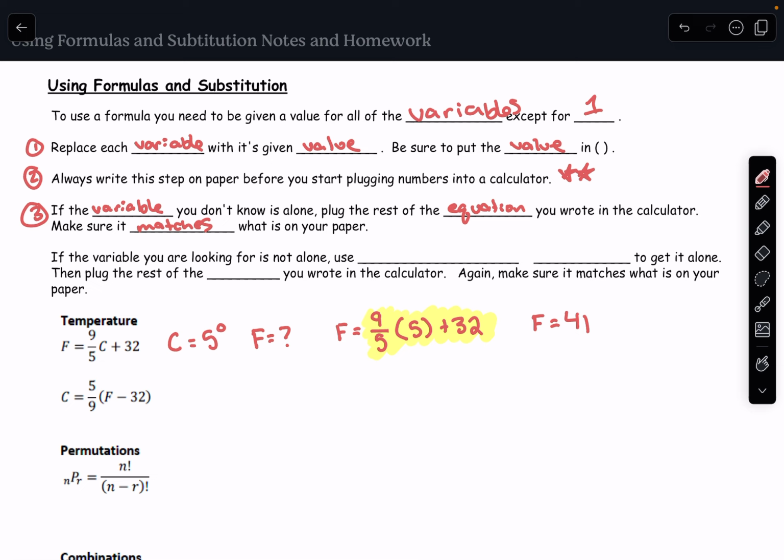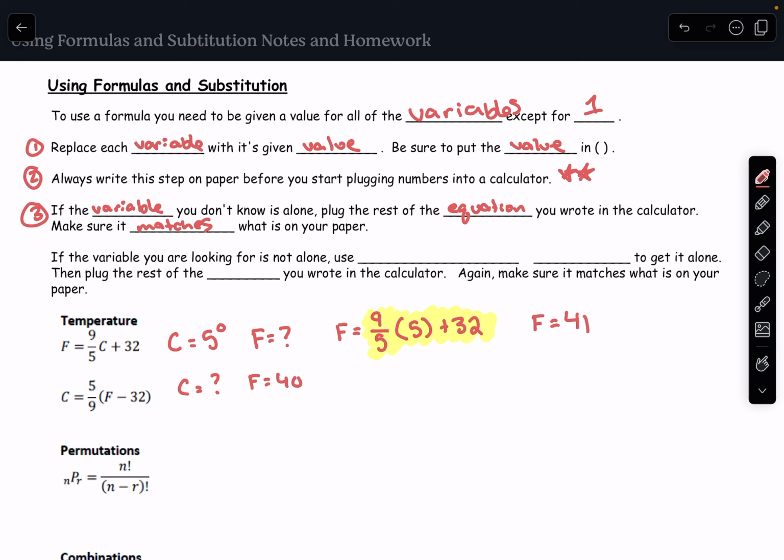Okay? Same thing if I was using the other formula. So if it didn't give me C instead, let's say that it gave me F. I don't know. Let's say F equals 40.